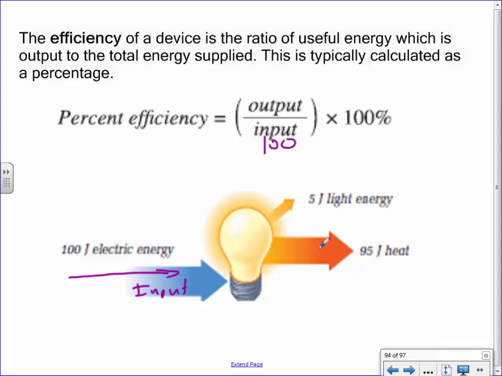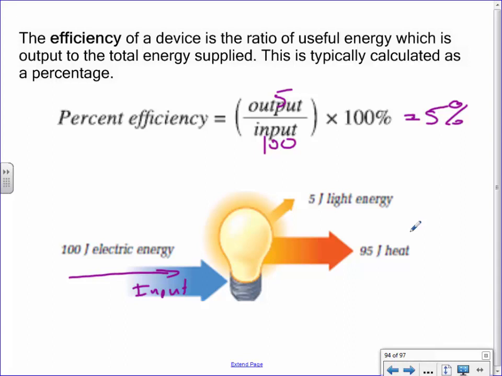Now, in this picture right here, it says that 5 joules turned into light and the rest turned into heat. How much is the actual output that was useful then? Just the 5, right? Because the other 95 joules were wasted. I don't want a light bulb to heat me up. I want a light bulb to light. So the way this works, then, is 5 divided by 100 times by 100 is going to give you your percent, which is 5%. Many devices, then, are very inefficient.